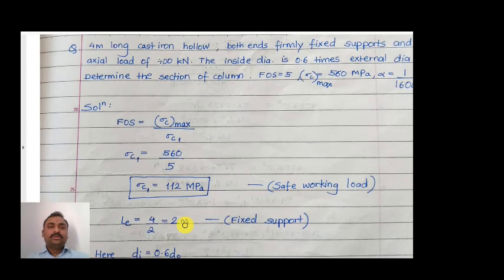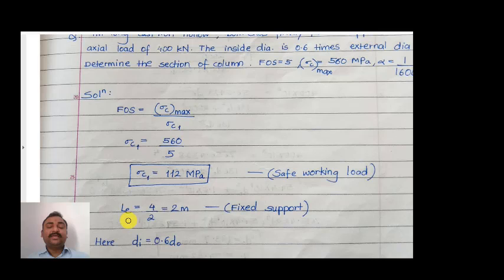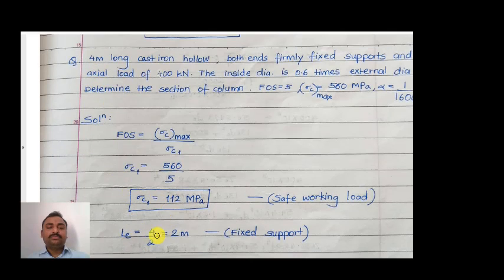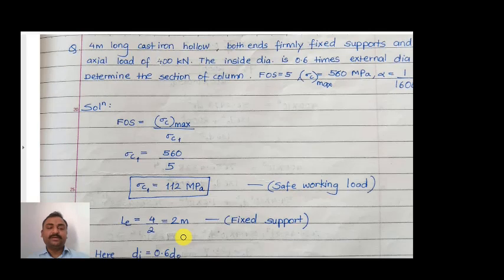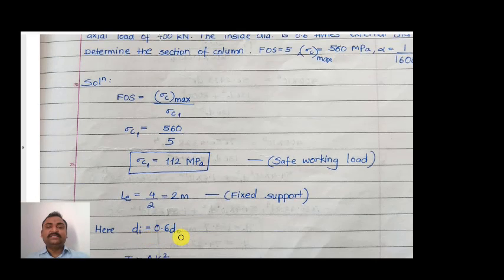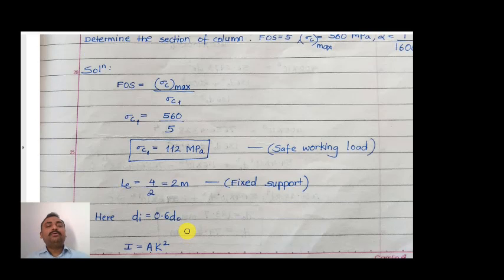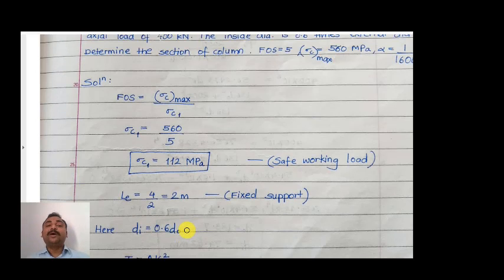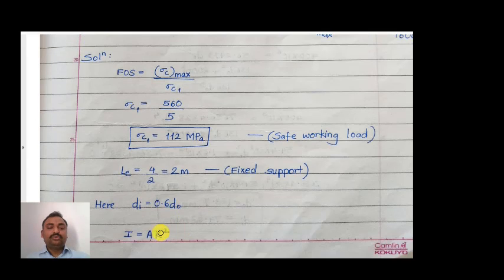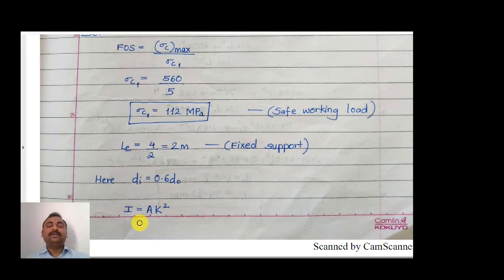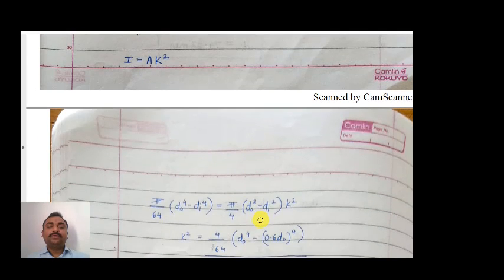Okay, as both ends are fixed, the equivalent length will be equal to L by 2, that is 4 by 2, that is 2 meter. Inner diameter is equal to 0.6 times outer diameter as it is given. Now we will determine the radius of gyration in terms of outer diameter. So I is equal to A K square. For I, we know that the moment of inertia will be pi by 64 dO raised to 4 minus di raised to 4, and area will be pi by 4 dO square minus di square, into K square.